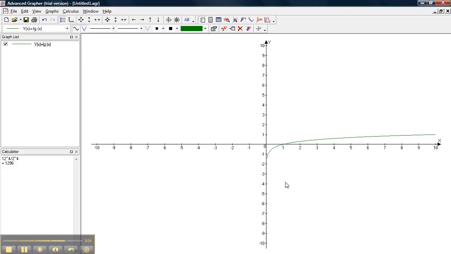With this function, your x value can never be negative, because you can never have a negative x value for a log. Never. It just won't work. It just doesn't make sense, and I can show you that in a minute. But this is what the function will look like. The graph theory works for this.